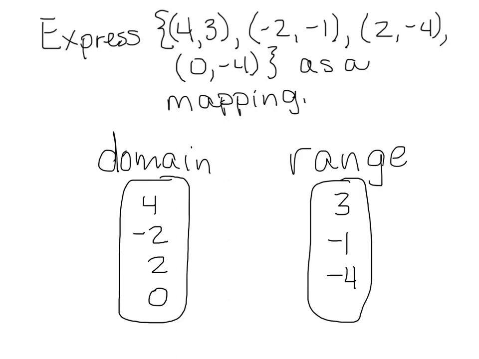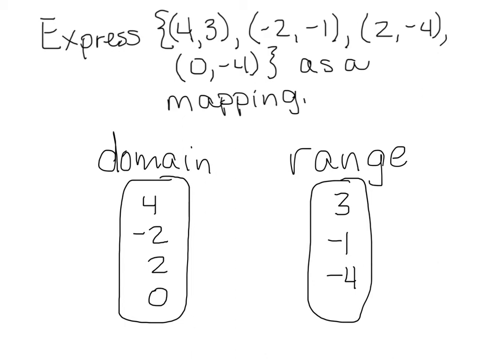Let's see how you did, students. First off, I took the x coordinates, the 4, the -2, 2, and 0, and I put those in the little box for domain. Those are our domain values. They are the first set of numbers in the ordered pairs. Next, I took the 3, -1, -4, and -4. And I listed those in the range. Range is the second set of numbers in the ordered pair.